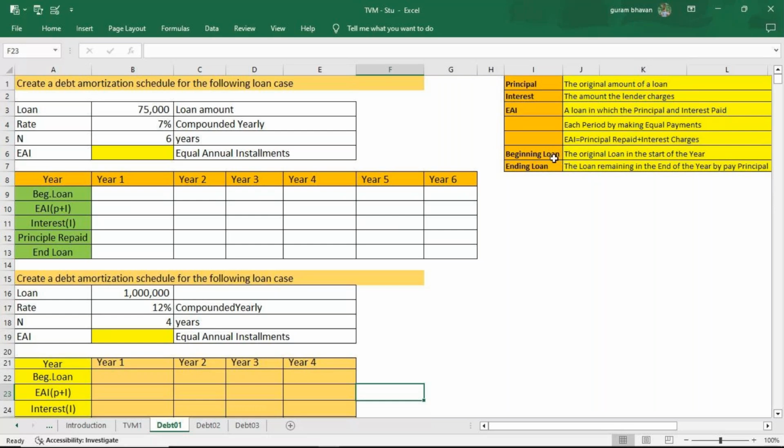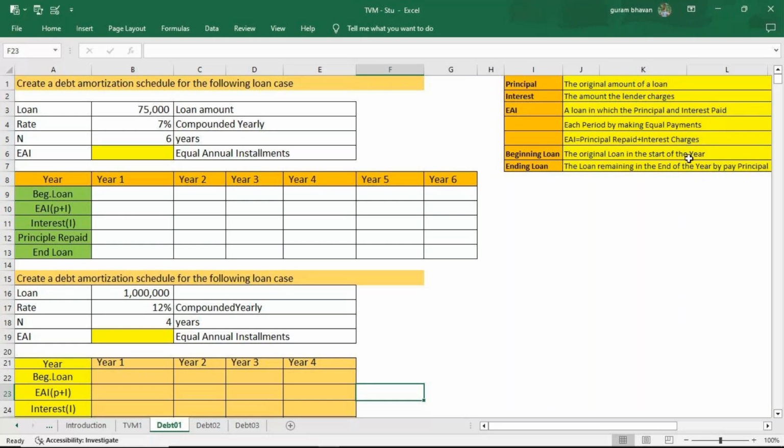Beginning loan, the original loan in the start of the year. So beginning loan means whatever the original start loan amount will be there, that will be my beginning loan. Ending loan, the loan remaining at the end of the year. So in that particular year, the beginning loan amount, by the end of the year, after paying my EAI, what is the remaining loan amount, that will be my ending loan.